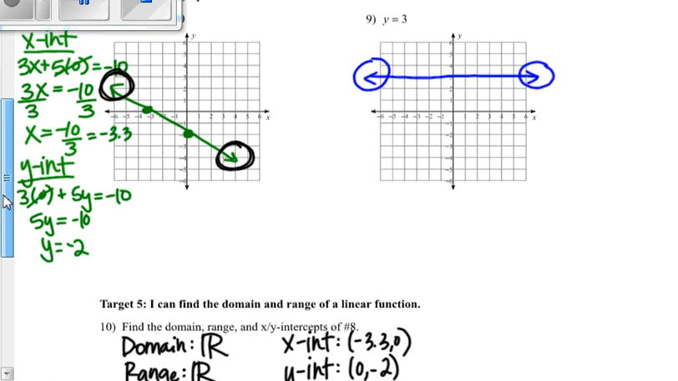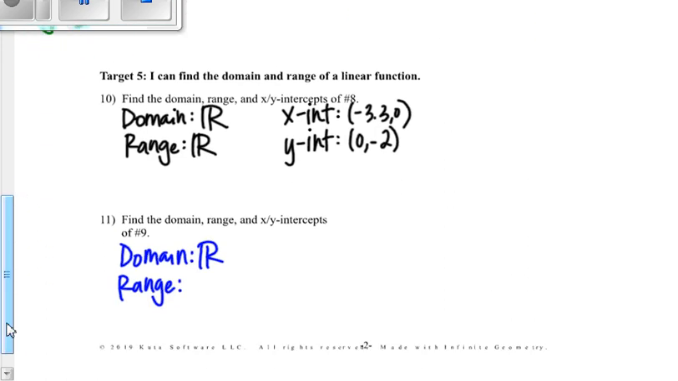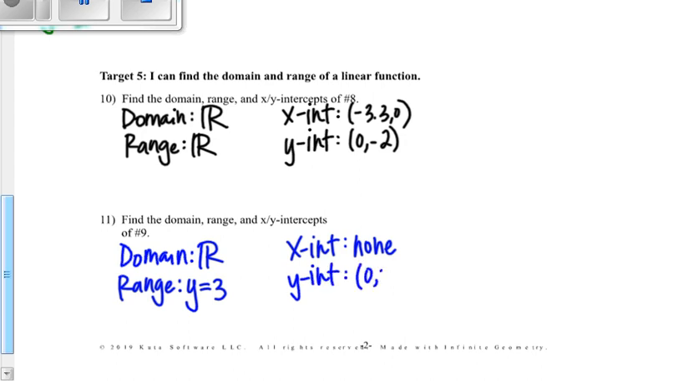For the range, how far up and down? Well, these arrows are just pointing left and right. They're not up or down at all. So it's just going to stay at that one y value, so y equals 3. Now for the x and y intercepts, that graph does not touch the x-axis at all, so I'm going to write none. The y-intercept is at that value of 3. We can just see those two from looking at the graph. We didn't have to solve.